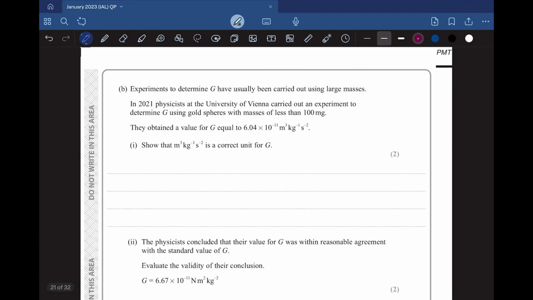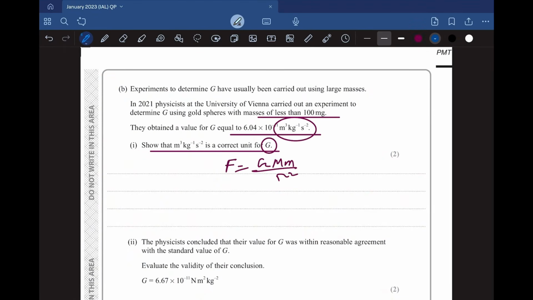It says experiments to determine G have usually been carried out with large masses. In 2021, physicists at the University of Vienna carried out an experiment to determine G using Goldschmidt with masses of less than 100 milligram. All right, they obtained a value of G equal to this. They have given this in meter cube per kilogram per second squared, so this is the correct unit for G. Now to figure out the correct unit of G, we will have to bring the formula which includes G. F is equal to G M m by r squared.